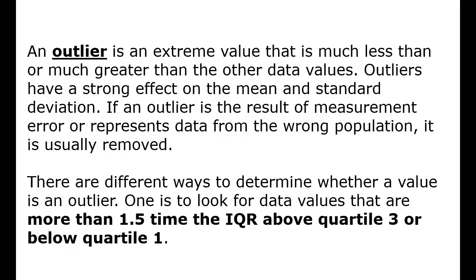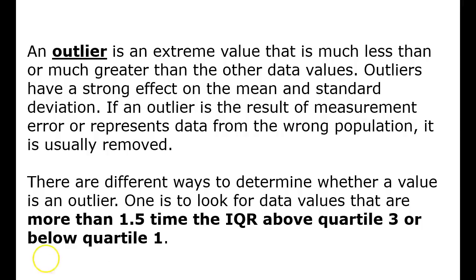There are different ways to determine whether a value is an outlier. The most popular one in the statistics world, at least at an intro level, is to look for data values that are more than 1.5 times the interquartile range above the third quartile or below the first quartile.